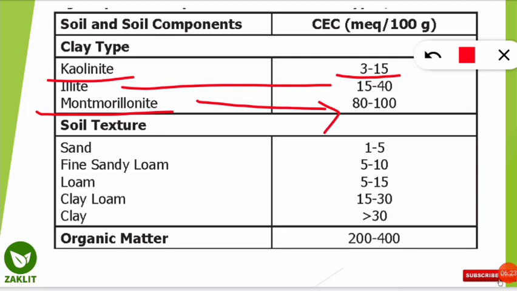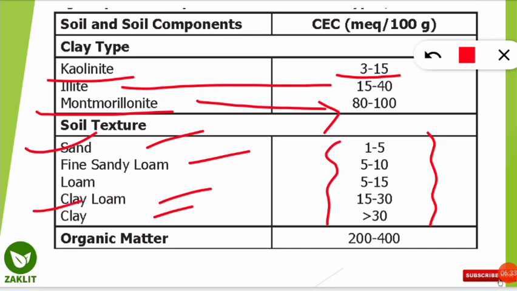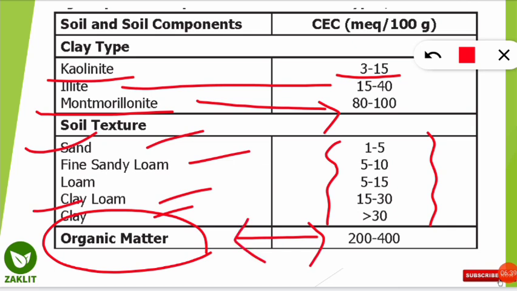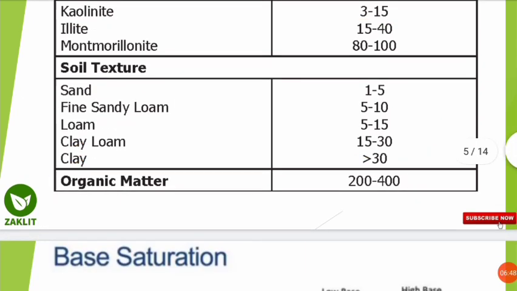Similarly, as we have discussed, sandy soil, fine sandy loam soil, clay loam and clay soil, these are the ranges. So no need to know all these things. You should know that it increases from sand to clay. And in organic matter, particularly, the CEC, cation exchange capacity, goes from 200 to 400 milliequivalent per 100 gram of the sample. Let's move to the next slide.